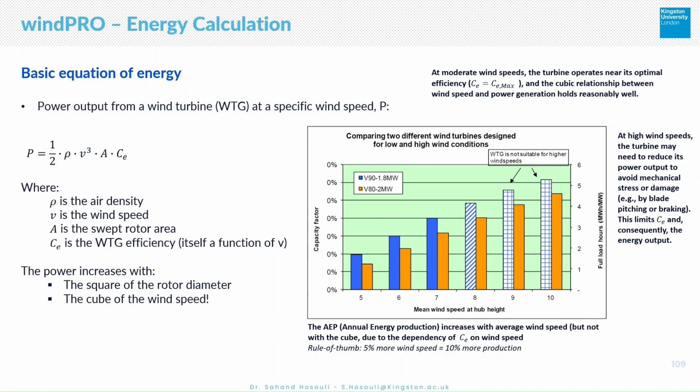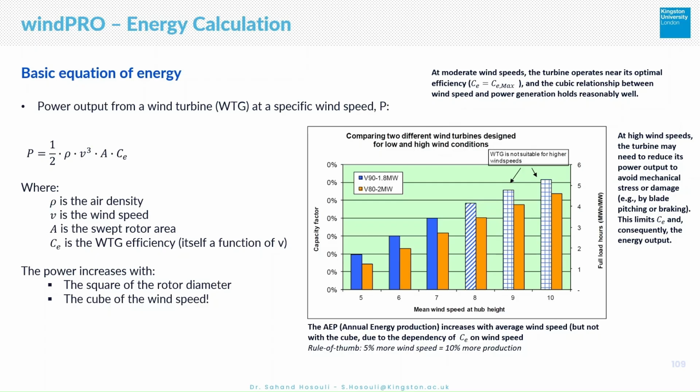Before we start with the software, I would like to discuss a little bit about the concept and theory behind what we will do in windPRO. As a basic equation of energy for wind turbine generators, we can formulate it based on the power output as a function of air density, wind speed, swept rotor area, and efficiency of the wind turbine generator, which itself is a function of wind speed.